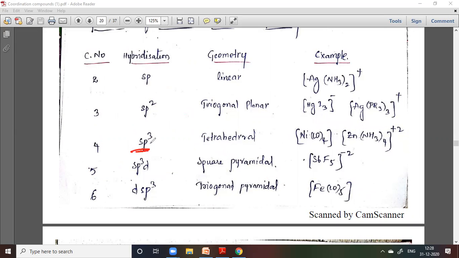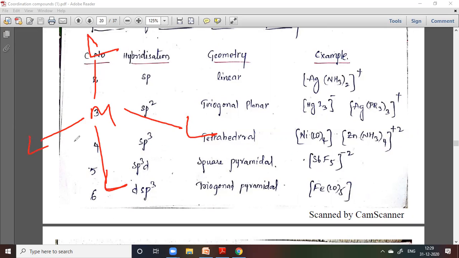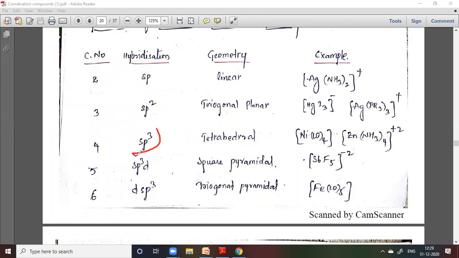Then sp3, you can take here s1 and p3, total 4. If it is 4 coordination number, then it is tetrahedral. The structure will be like this. What is a tetrahedral structure? You know, like simple methane. So this is one ligand, another ligand, another ligand, and another ligand. It is actually a non-planar structure. So there are 4 ligands like this. This is a non-planar, and this is the tetrahedral structure. This is the hybridization of the central metal ion, which is sp3.